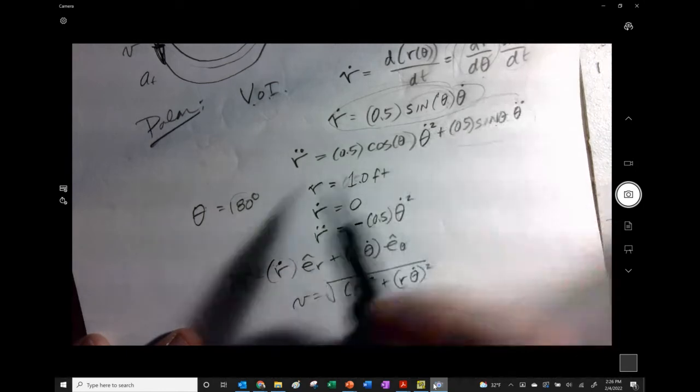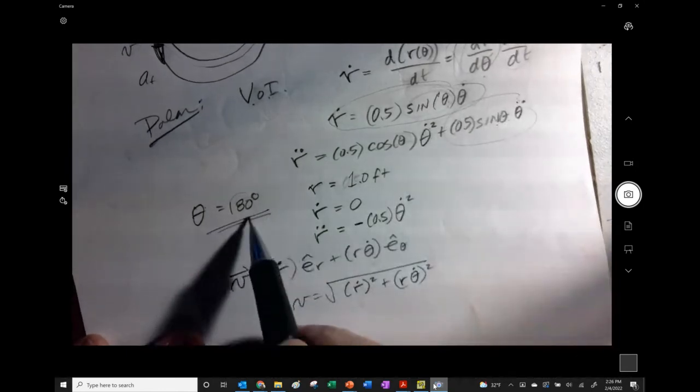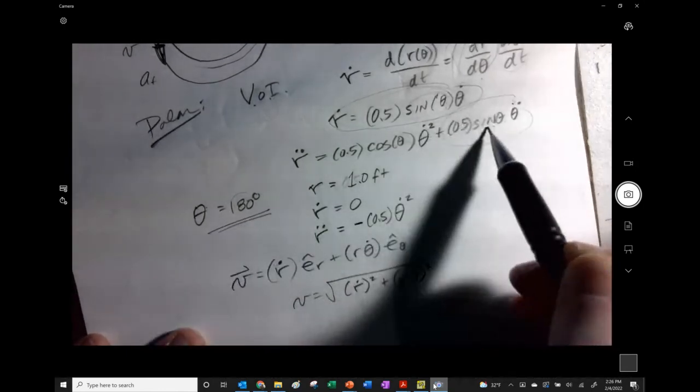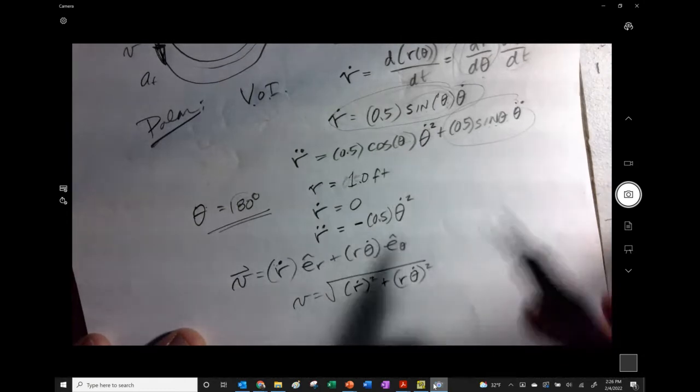Yes, because we were doing it at 180 degrees, sine of 180. Oh, okay. Thank you.